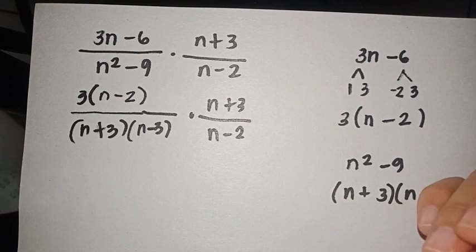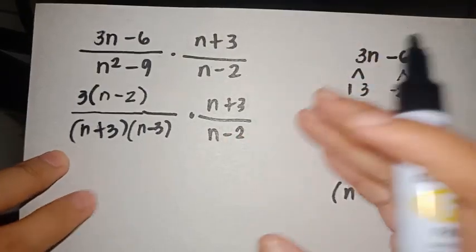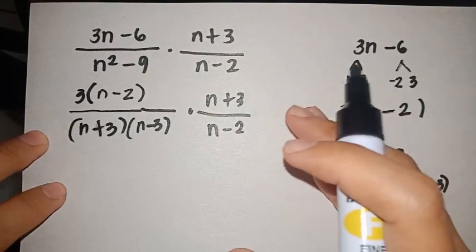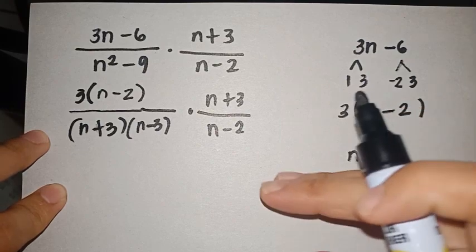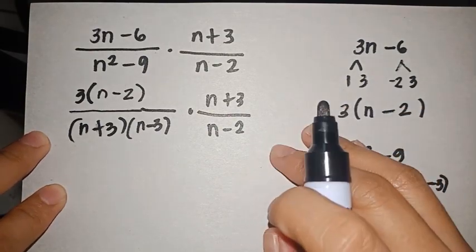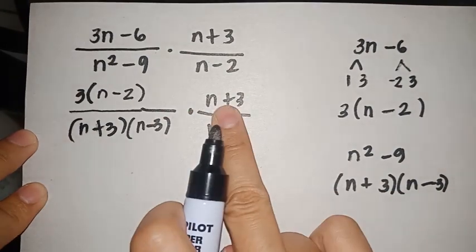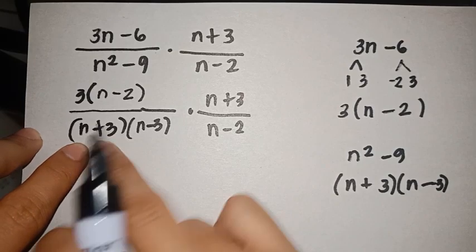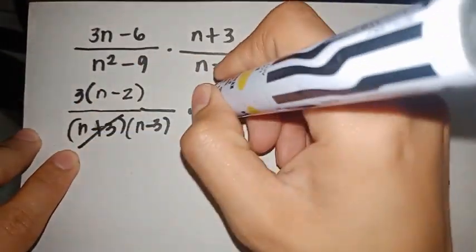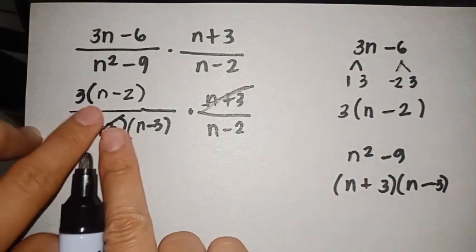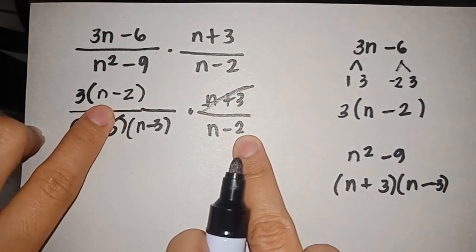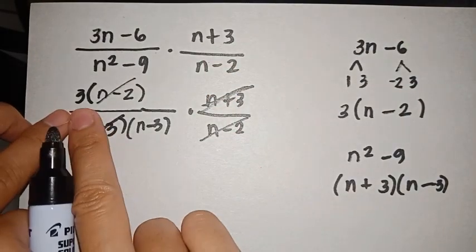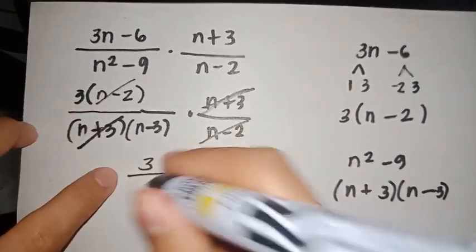Now, the key here in simplifying rational expression with operations is that we have to get the factors first. So once we got the factors, we can now cancel out common terms. In this case, we have n plus 3 in the numerator and n plus 3 in the denominator, so we can cancel that out. You can also see n minus 2 and n minus 2. Yes, what we're thinking is correct. We have to cancel that. Now we are left with 3 all over n minus 3.